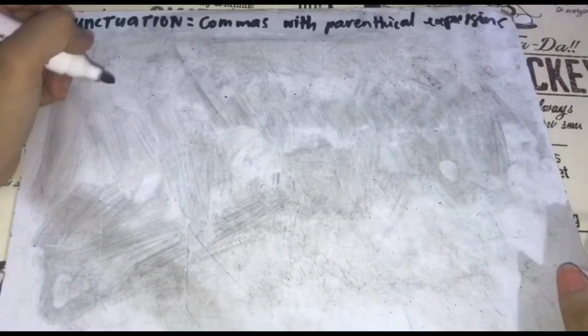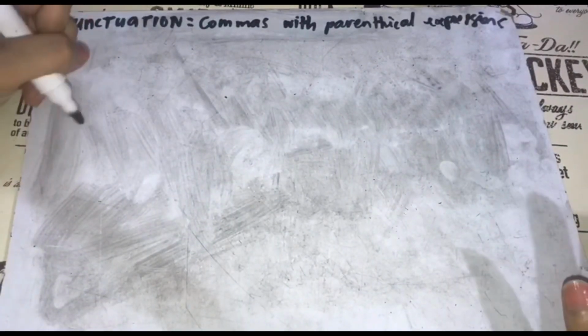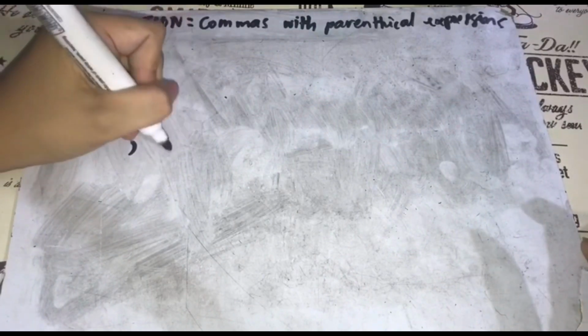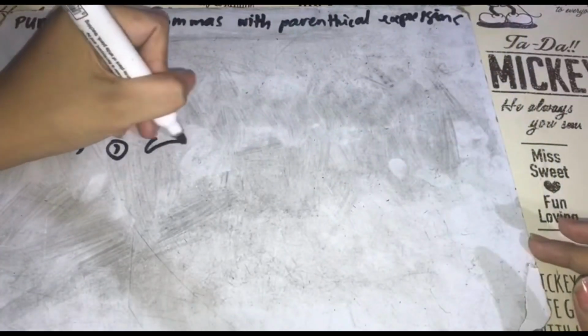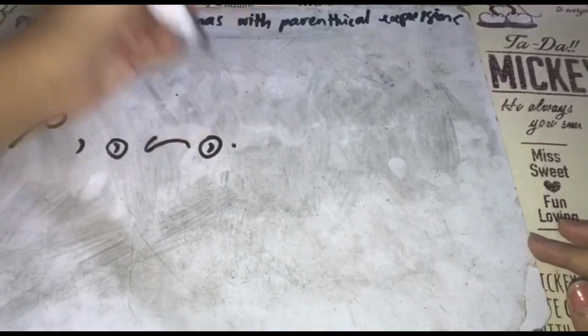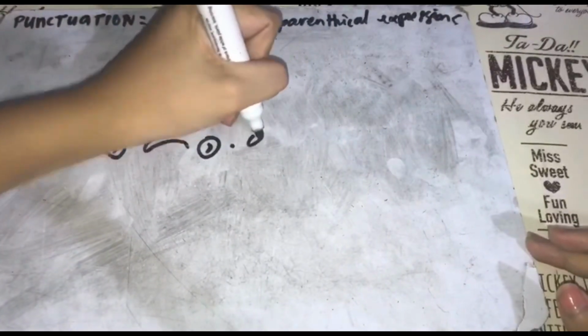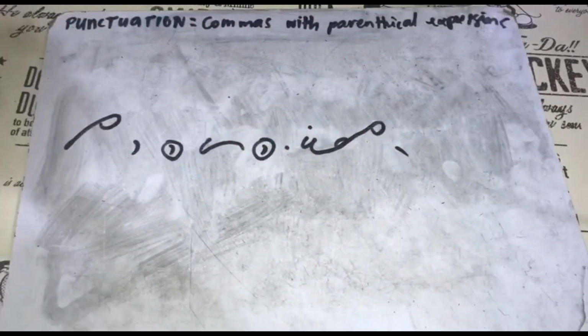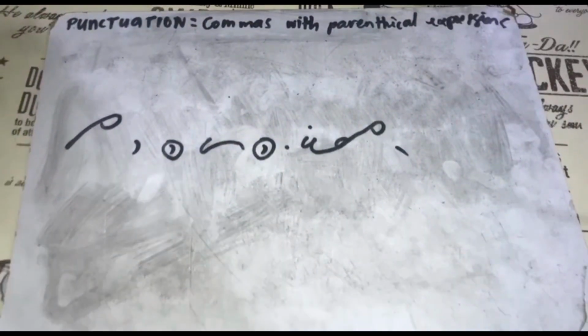A parenthetical comma is indicated by this example. Today is, comma, of course, comma, a holiday, period. Today is, comma, of course, comma, a holiday, period.